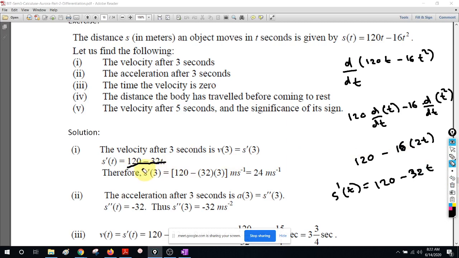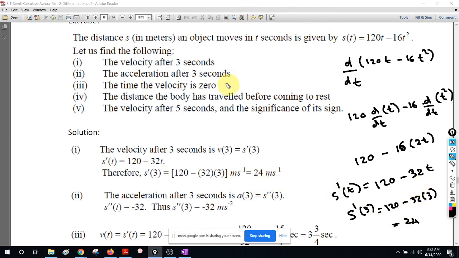So that is the first step. Now what they ask is the velocity at 3 seconds. So now I can substitute 3 here, because what we need is the velocity, not the displacement. So s dash 3 is 120 minus 32 into 3. You will get 24 meters per second. So that is how you do that.